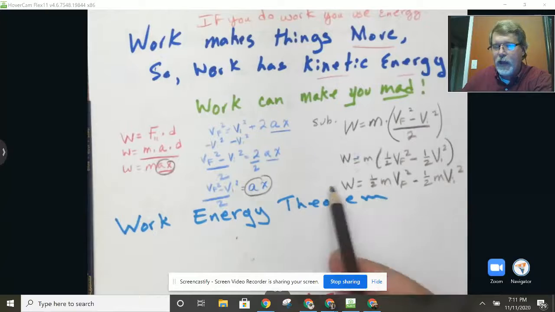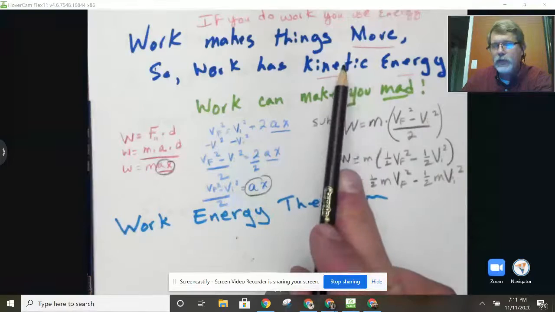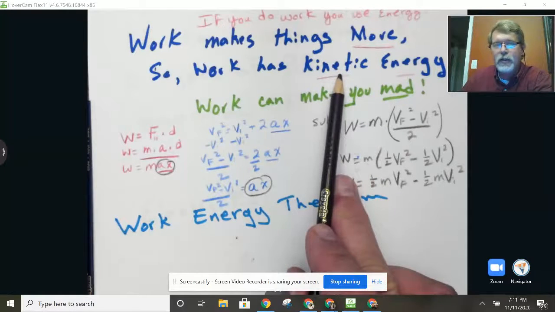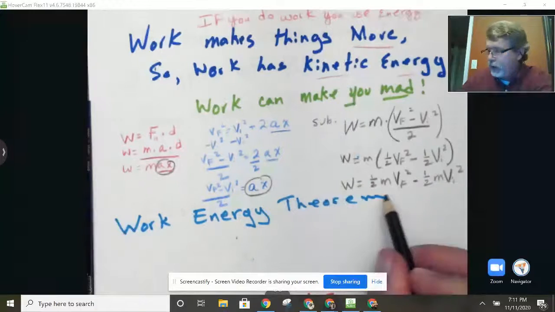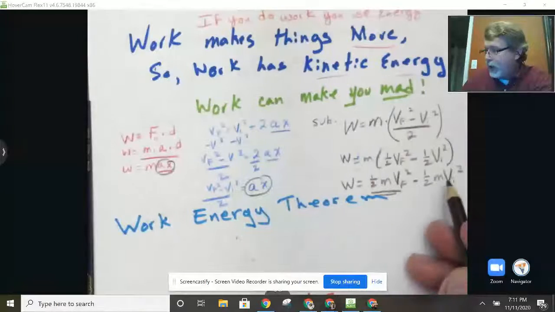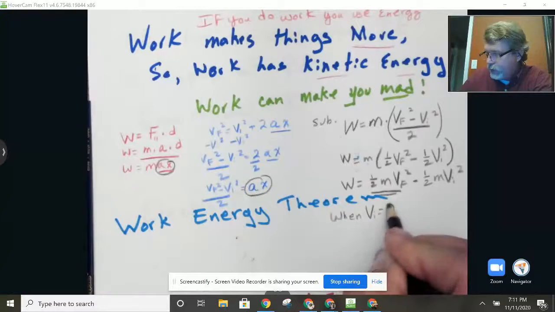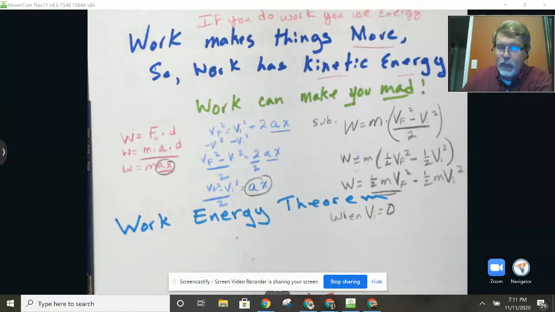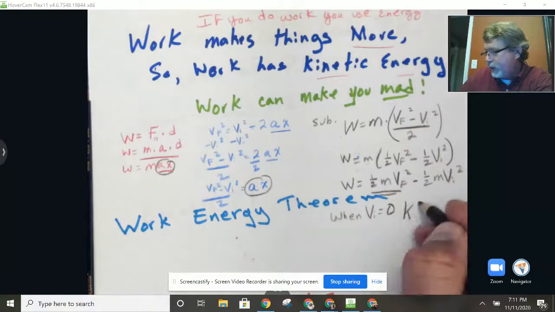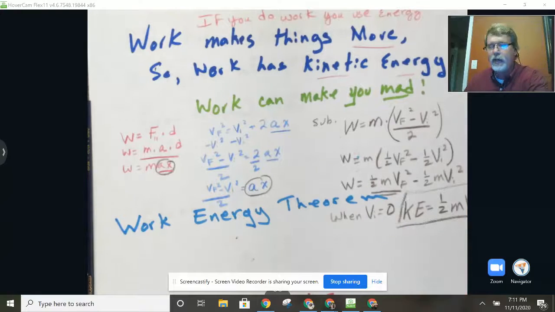This formula we've just found is the work done on an object that makes things move, and it produces kinetic energy. Kinetic energy is the energy of motion. And what is the formula for kinetic energy? Well, we've just found that equation. When vi equals 0, or when it comes to a rest and vf equals 0, this expression goes away, and we can say that the kinetic energy of an object is equal to 1/2 mass times velocity squared. So this is our formula for kinetic energy.